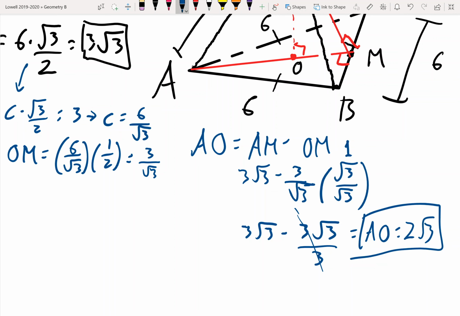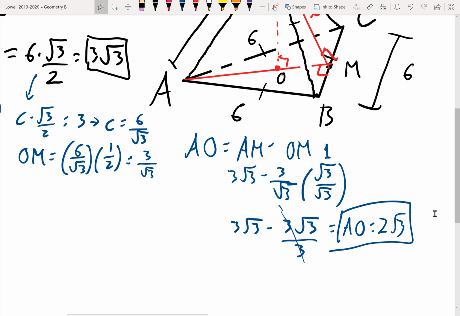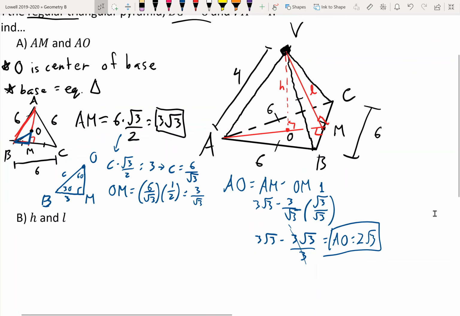Okay. So that is the first part of this problem. Hopefully that made some sense. Again, the 30, 60, 90 triangle has come up several times at this point. So that's definitely a triangle that you want to be familiar with, because it speeds a lot up. Okay, so now we want to find H and L. So let's just be clear on what H and L are.